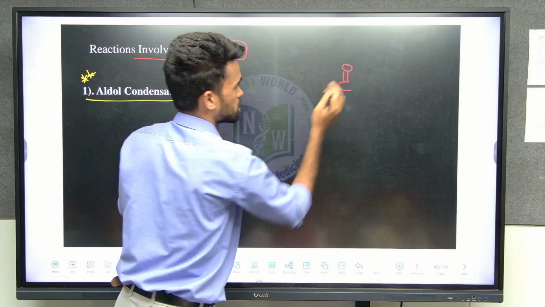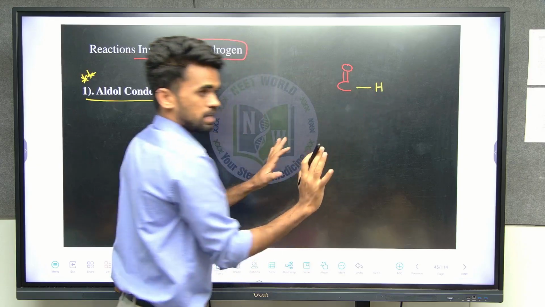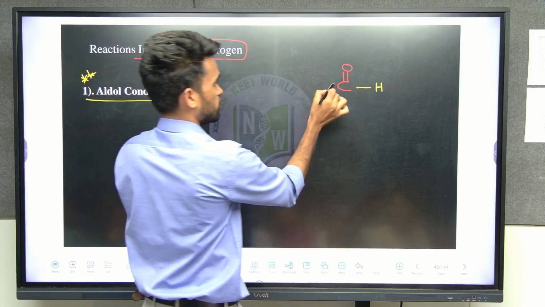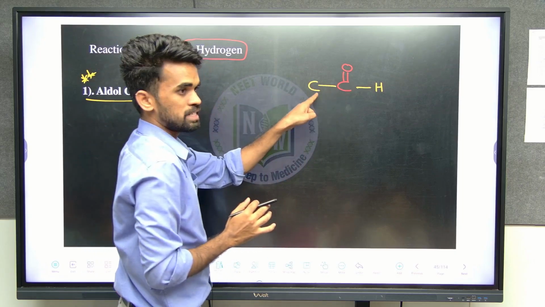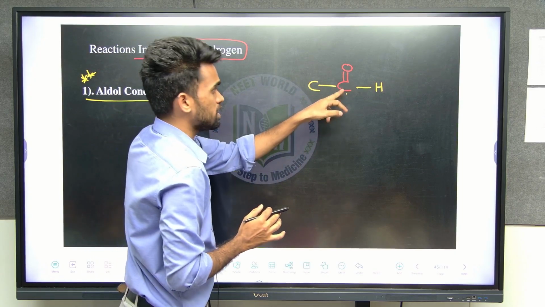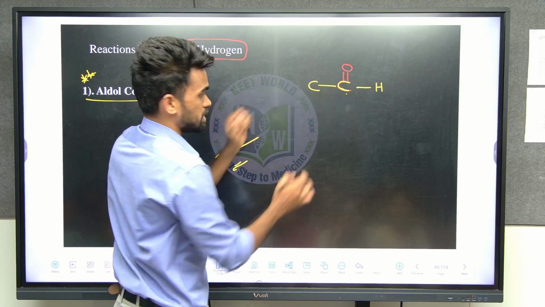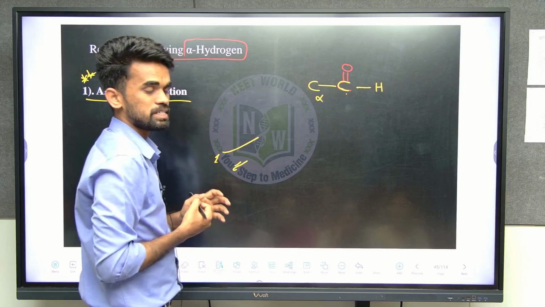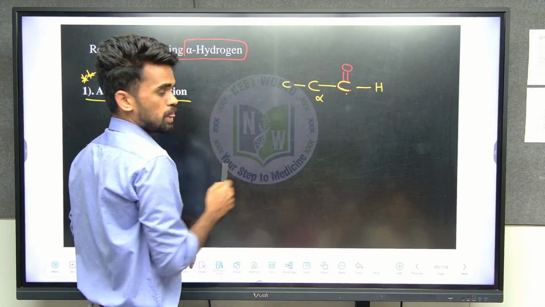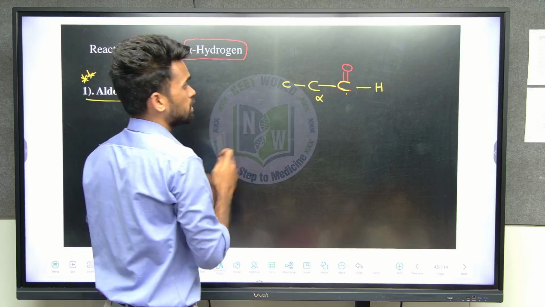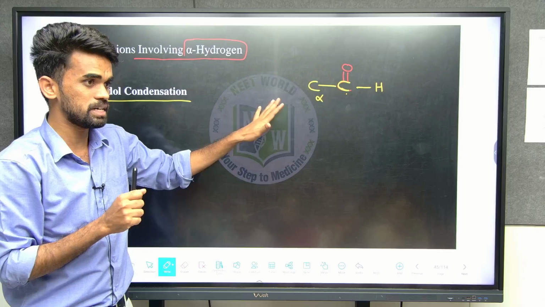See, this group is called the carbonyl group. If a hydrogen is directly attached to this carbonyl group carbon, that is a normal hydrogen. If a carbon is directly attached, the adjacent one to this carbonyl group is called the alpha carbon. If other carbons are attached further, beta, gamma, you extend like that. But our discussion in aldol condensation is about the alpha carbon.